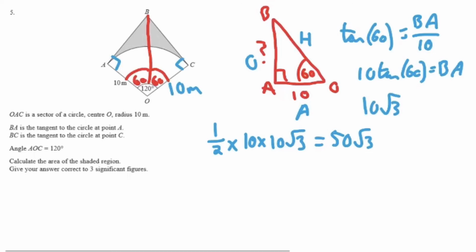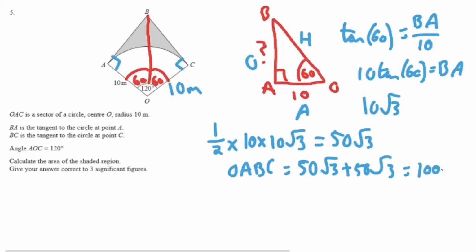For the other side, because we also need to make that part of the quadrilateral, that's going to be the exact same thing, because again it's a right angle triangle, where this side, the adjacent, is 10, this angle is 60, and the side we're trying to find is the opposite. So that's going to end up being another length BC of 10 root 3, another area in total of 50 root 3. Therefore, the area of quadrilateral OABC is going to be that 50 root 3 add 50 root 3, bringing us back to 100 times root 3.